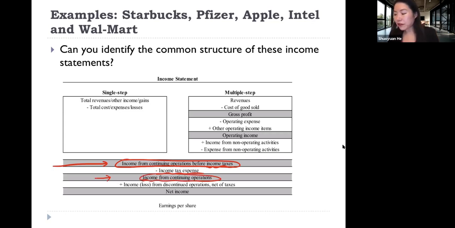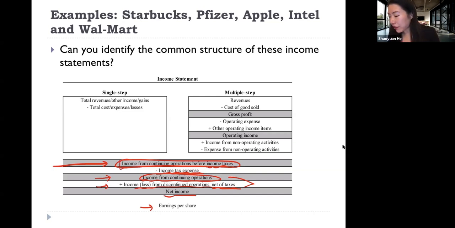Then if the firm has any discontinued operation, they need to report income or loss from discontinued operation, net of tax, separately. This income tax expense is only for continuing operations. If you add up those two numbers, that gives you net income. After net income, the firm also needs to disclose its EPS. That is the basic structure of an income statement.